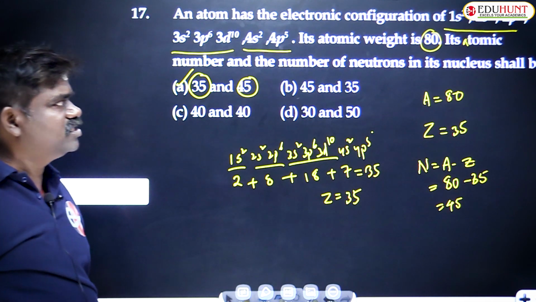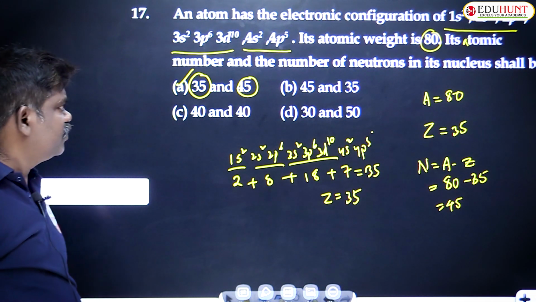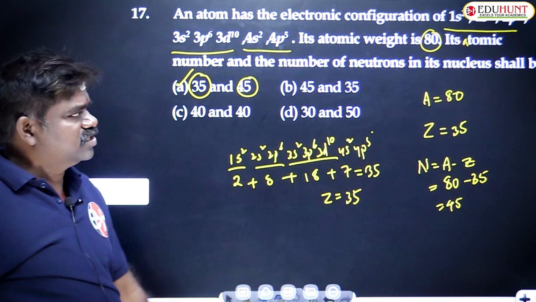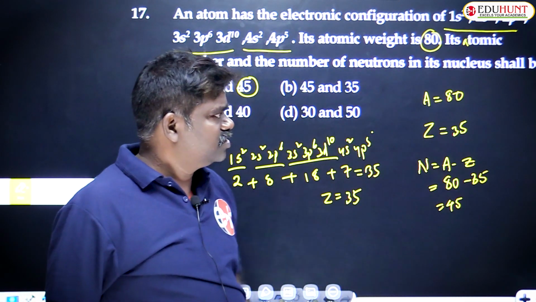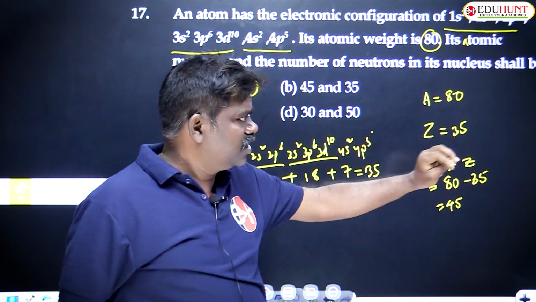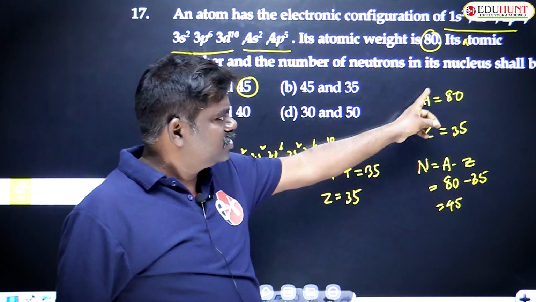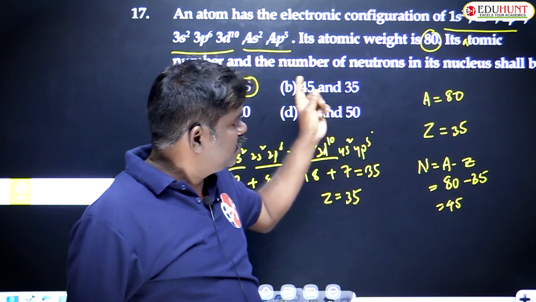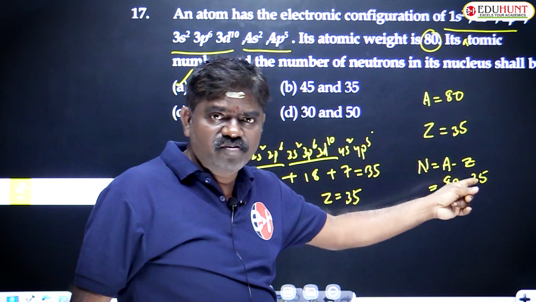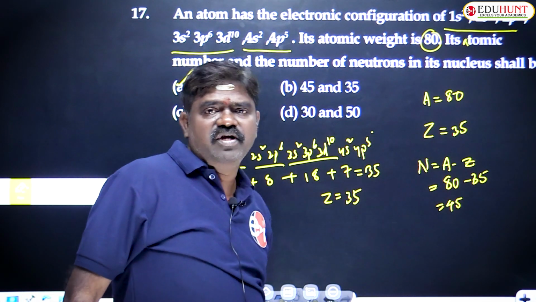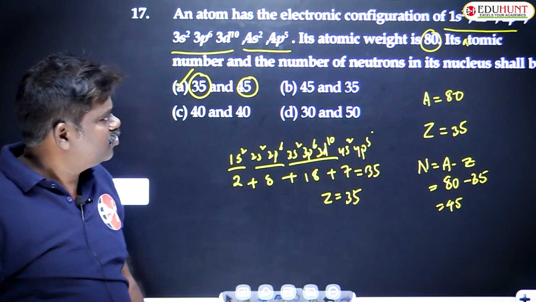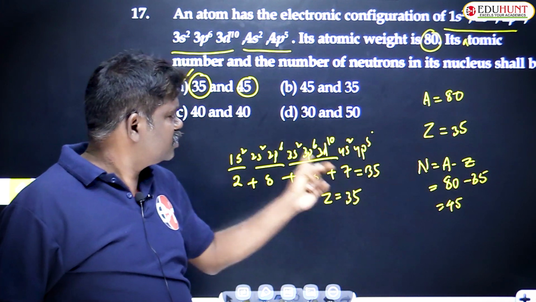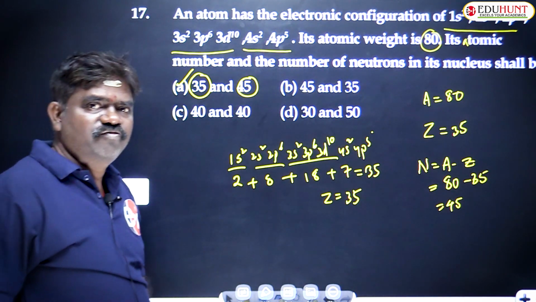An atom has electronic configuration of 1s2, 2s2, 2p6, 3s2, 3p6 and 3d10, 4s2, 4p5. Its atomic weight is 80. Find its atomic number and the number of neutrons in its nucleus. Number of neutrons N is equal to A minus Z. We know atomic mass is 80, that is called mass number 80, and based on the number of electrons we can calculate atomic number. The atomic number is 35. 80 minus 35, 45 neutrons present in nucleus. Atomic number is the total number of electrons, 35. So the answer is the first option.